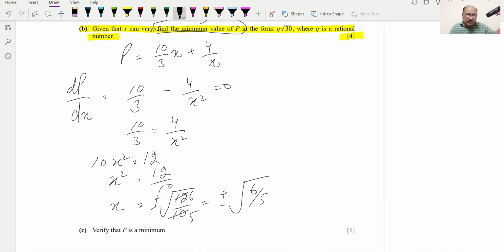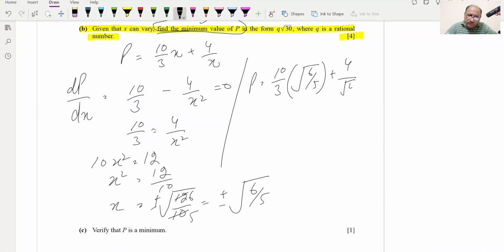So plus minus square root of 6 over 5, and for the plus value, the perimeter will be equal to 10 over 3, with this x value we are replacing, under root of 6 over 5, plus 4 over x, which will be under root of 6 over 5. This should be x only, this one.